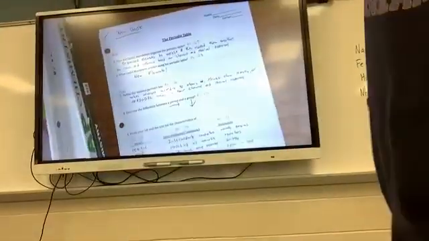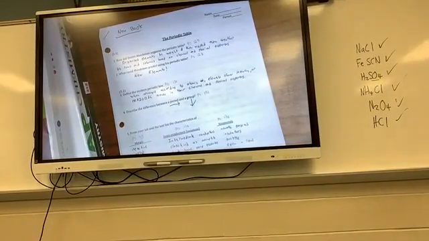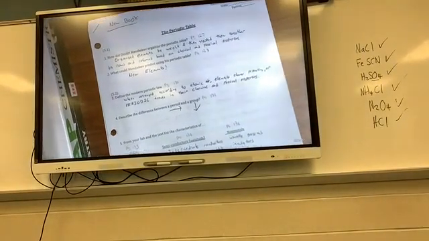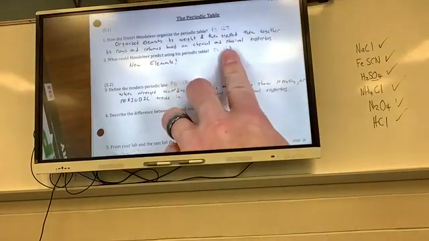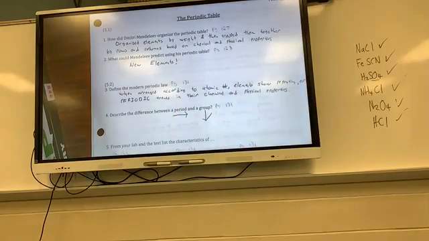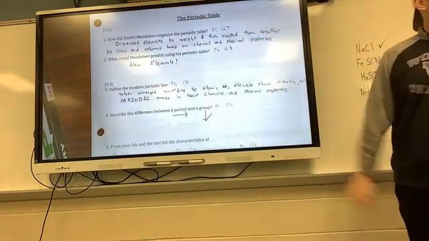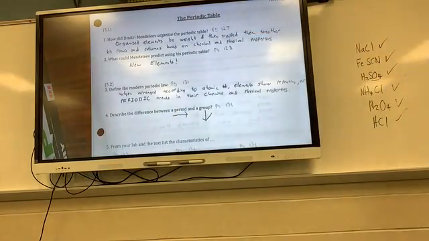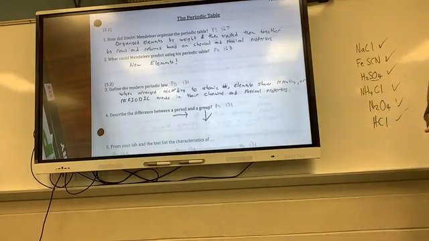So here we go. Number 1 on the packet. How did Dmitri Mendeleev organize the periodic table? I said he organized them by weight and then grouped them together by rows and columns based on chemical and physical properties. So you should have had something like that on your paper. Or you could have just said by weight and atomic numbers. Either one is fine.